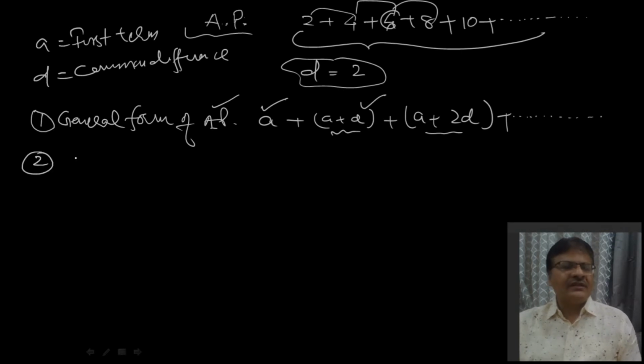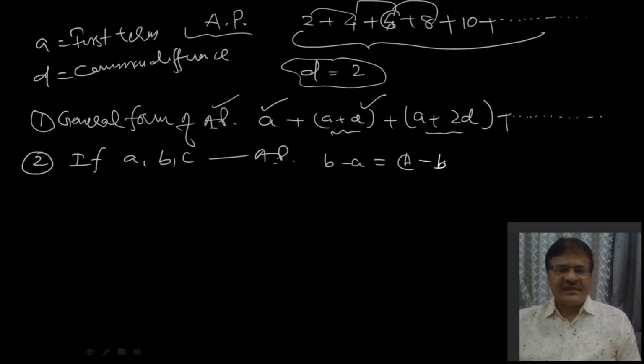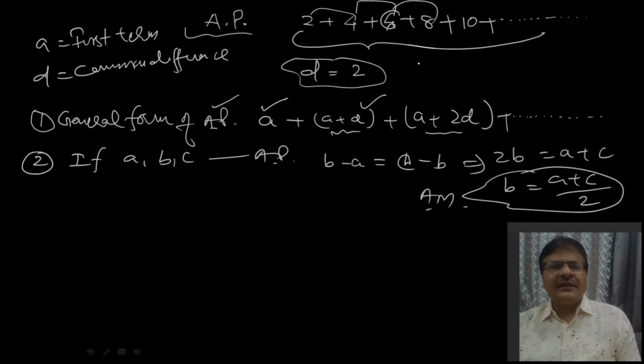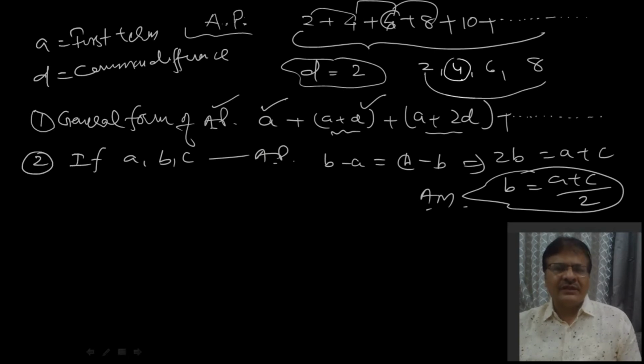Now the next point is, if A, B, C are in AP, then can I say B minus A will be same as C minus B? Is that clear? If I take this B to this side, then it will be equal to twice of B equal to A plus C. So B equals A plus C divided by 2. This B is something which is known as arithmetic mean, that is the middle number. So if we write an AP like 2, 4, 6, 8, then each term between first and last is the arithmetic mean of its neighbors. 4 is the arithmetic mean of 2 and 6. See, 2 plus 6, 8 upon 2, 4. 6 is the arithmetic mean of 4 and 8. So 4 plus 8, 12 divided by 2 is 6. So this you remember please.